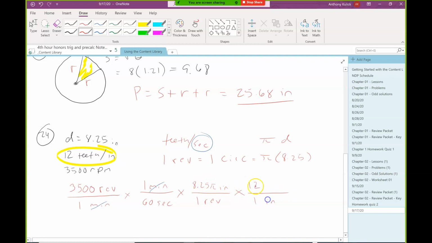1 inch contains 12 teeth. So if I look, I canceled the revolutions, I canceled the inches, and I'm left now in teeth per second. So I should just multiply that stuff out, and I should be good. Do you guys buy that? So I get 18,140.7, and probably would want to round that to the nearest tooth.